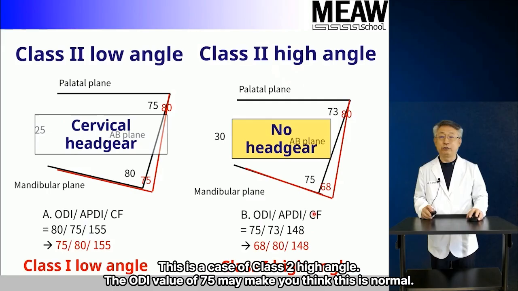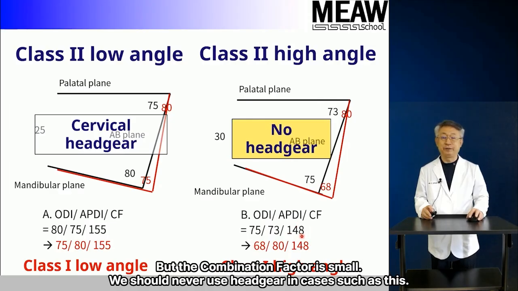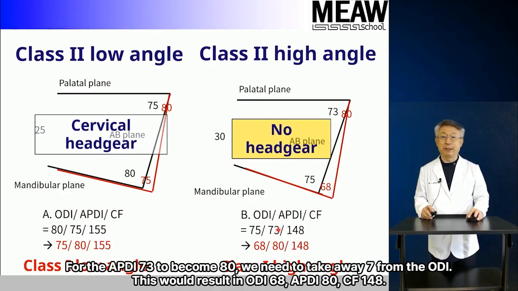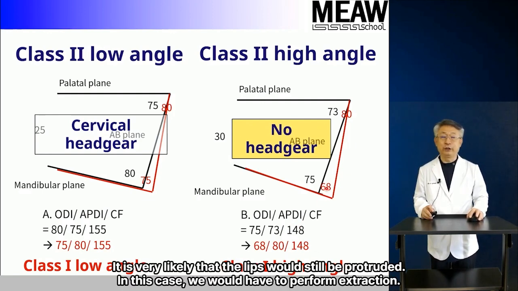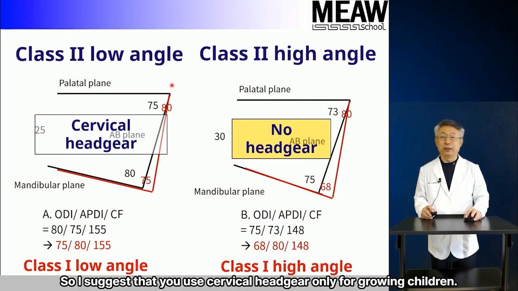This is a case of Class II high angle. The ODI value of 75 may make you think this is normal. But the combination factor is small. We should never use headgear in cases such as this. For the APDI 73 to become 80, we need to take away 7 from the ODI. This would result in ODI 68, APDI 80, CF 148. This is still a Class I high angle. It is very likely that the lips would still be protruded. In this case, we would have to perform extraction. So I suggest that you use cervical headgear only for growing children.